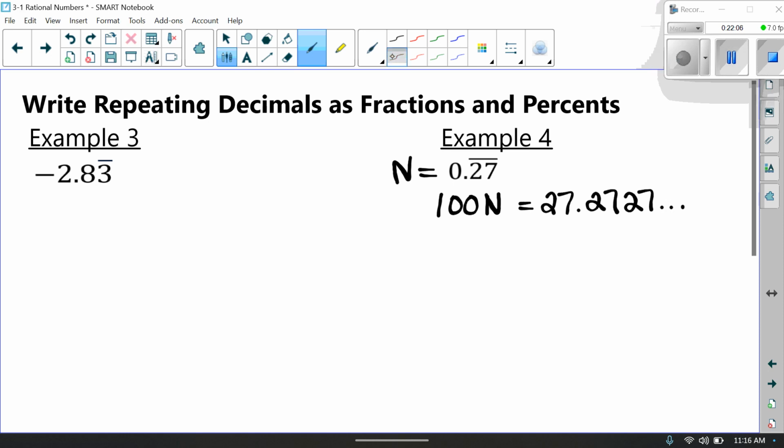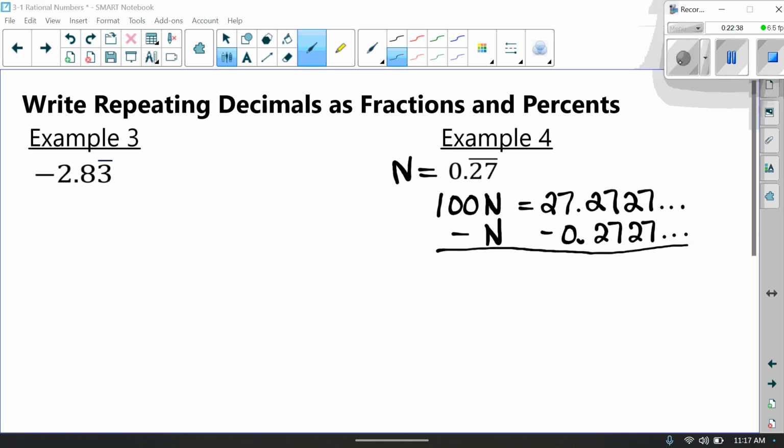On one side we're going to subtract n here, and on the other side we're going to subtract the numerical version of n. What's the numerical version of n? We subtract the numerical form of n on both sides, so that's going to be minus 0.2727 repeating. What do you get when you subtract something minus itself? You get 0, right?